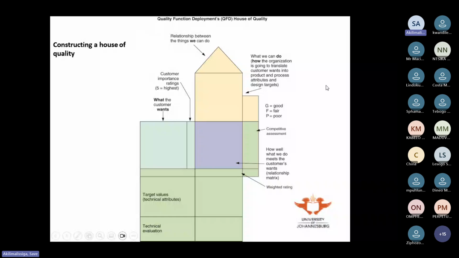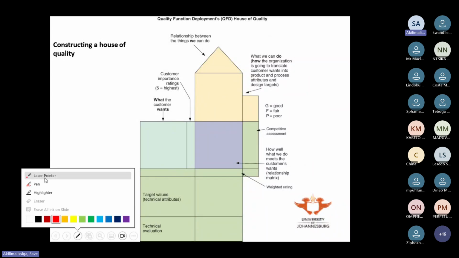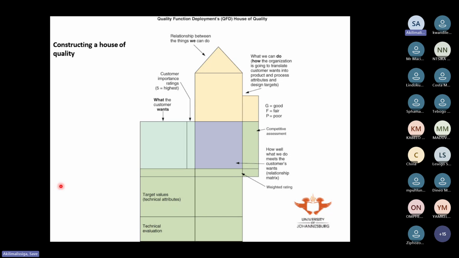So this is how a house of quality looks like. So let me take my laser here so that you can see my cursor. Perfect. So on this graphic representation here, at your level, we're not going to consider this part here and this part here. So our focus will be mainly on this upper part here.